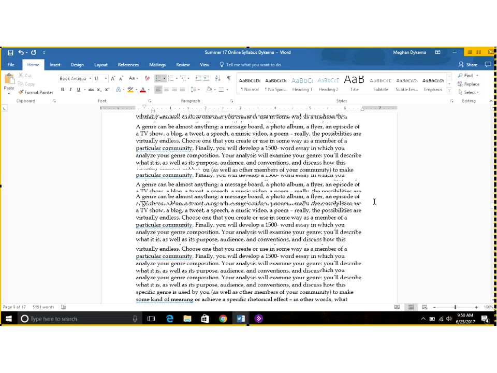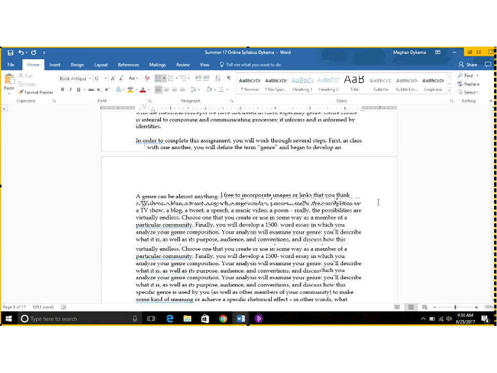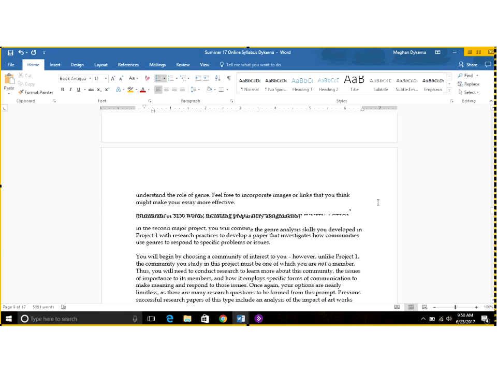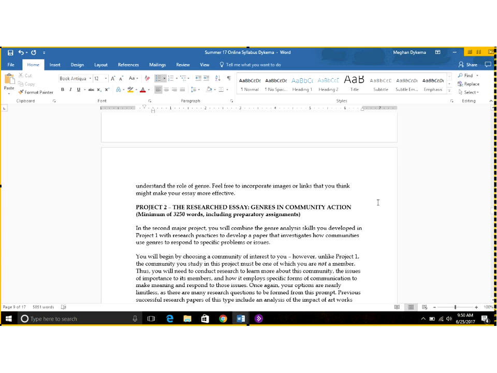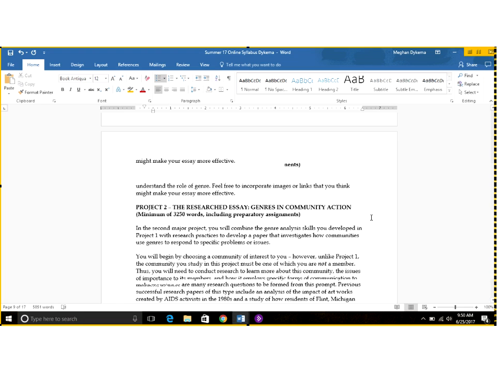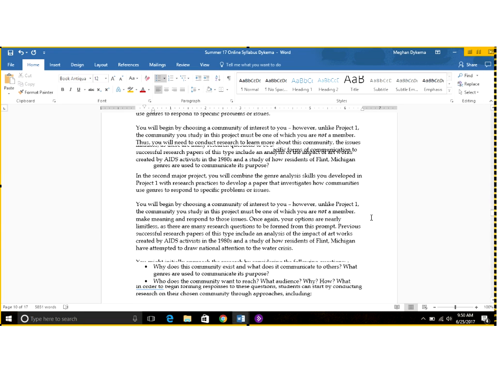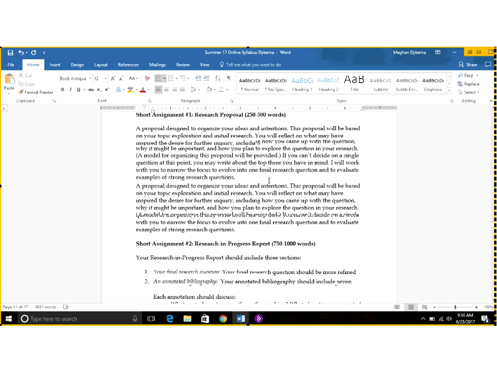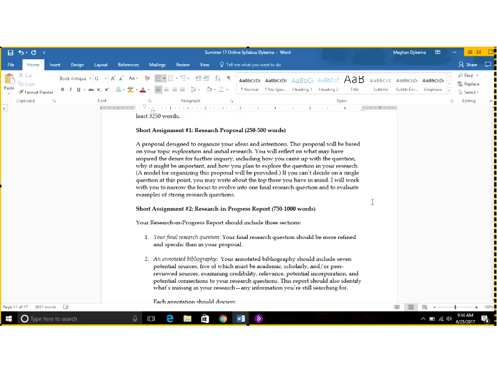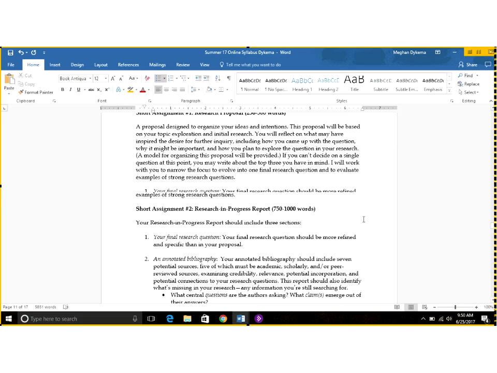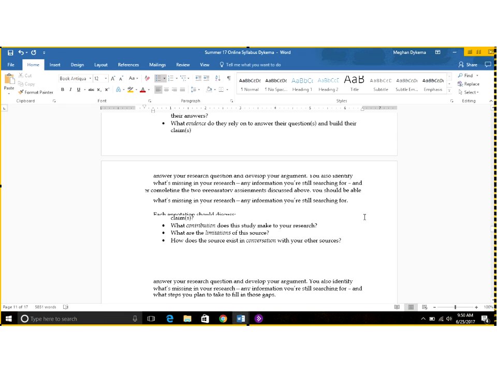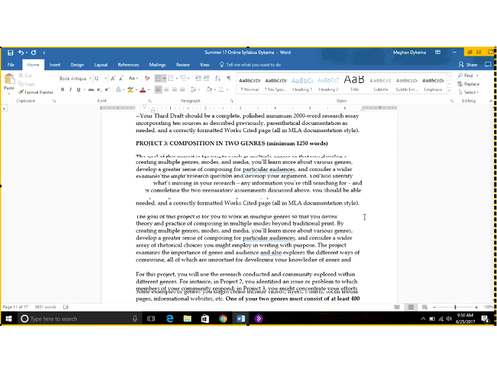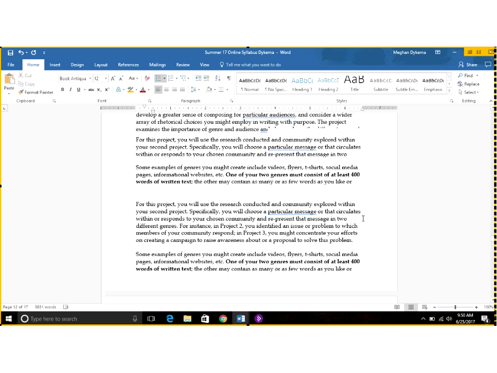You will be able to post a question in the question forum if you have any concerns or questions about the expectations for Project 1. Same thing with Project 2. They're pretty lengthy, extensive descriptions. In Project 2, we do have those short assignments, so I've broken those down here as well. And then there's Project 3.